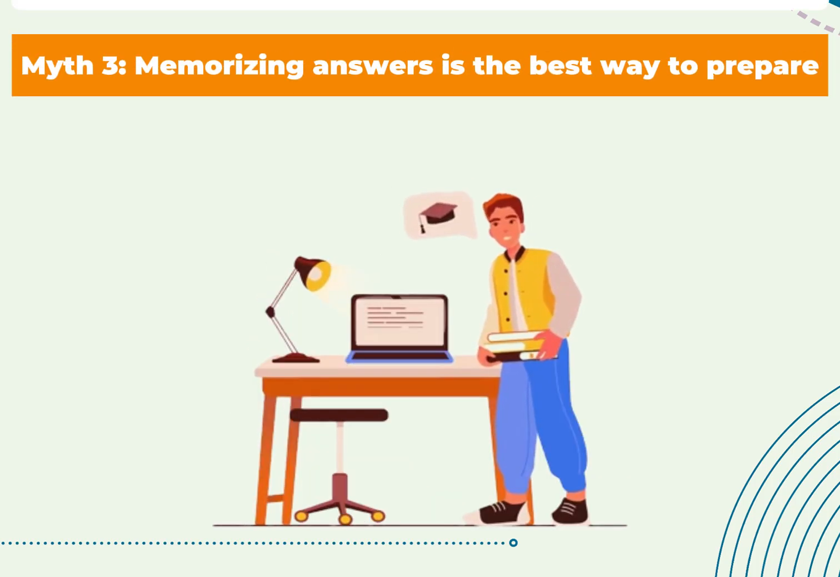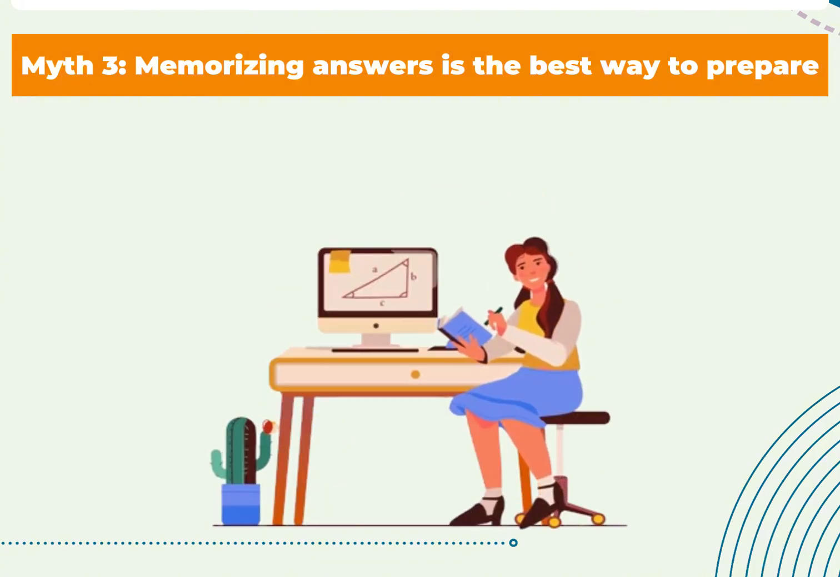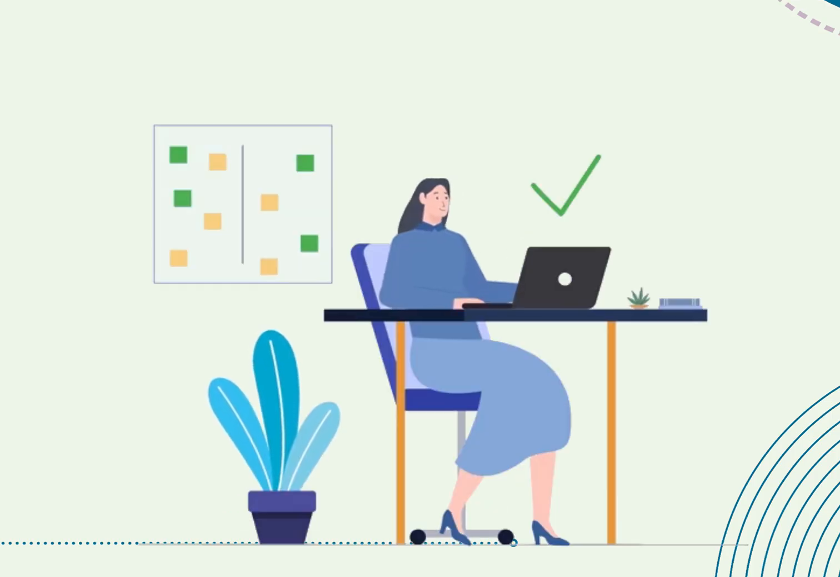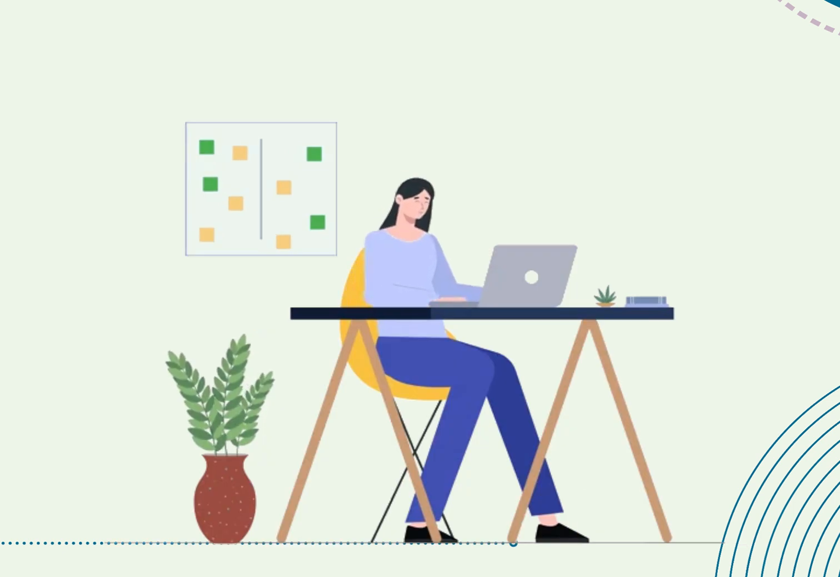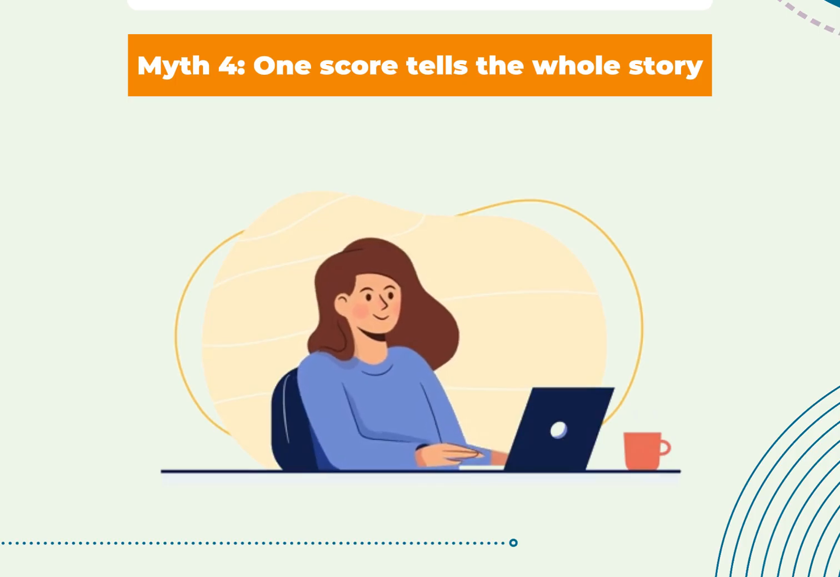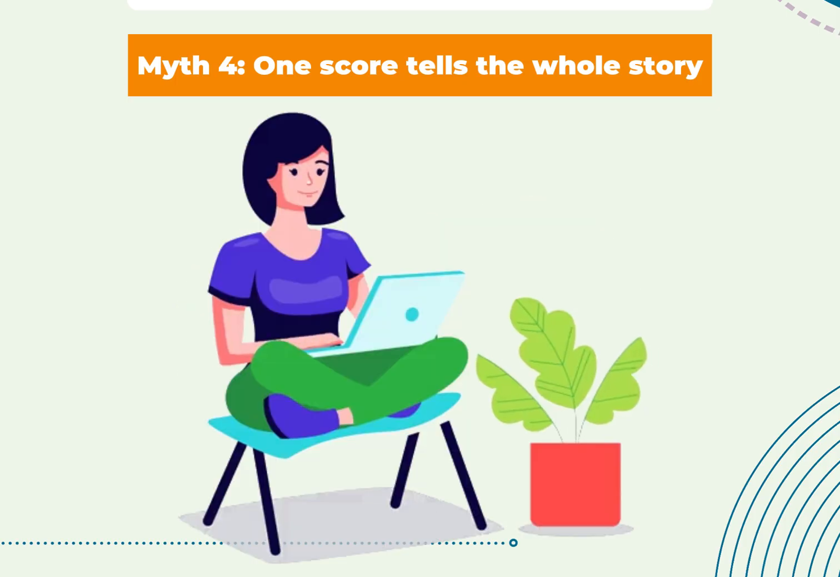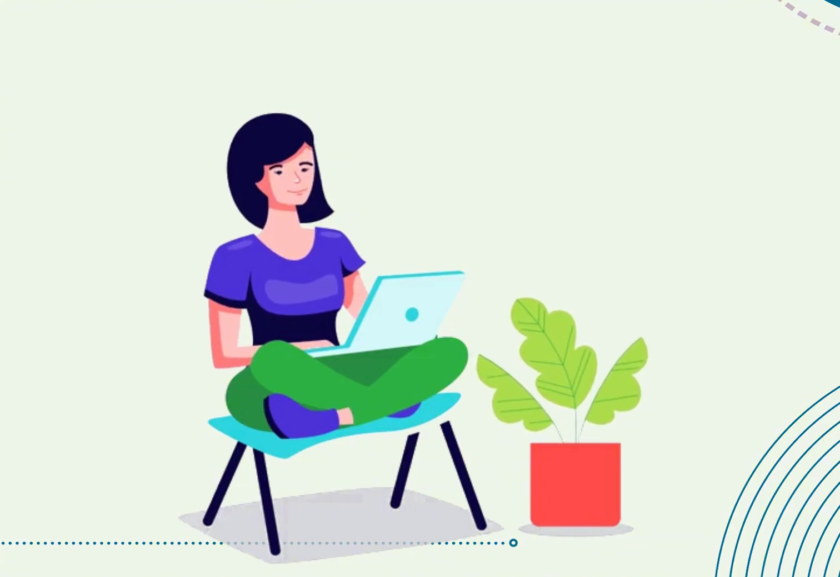Myth number 3. Memorizing answers is the best way to prepare. No. MAP questions change by subject, level, and student performance. The better strategy is to strengthen the skills behind the questions. Myth number 4. One score tells the whole story. No, one score is only a snapshot. Growth over time gives a much better picture of progress.